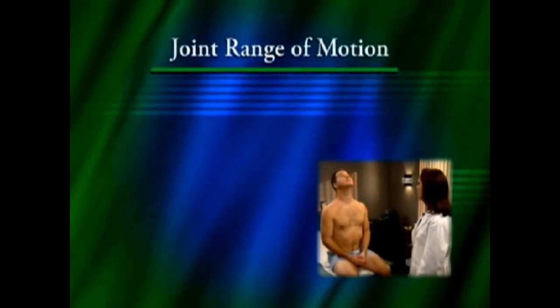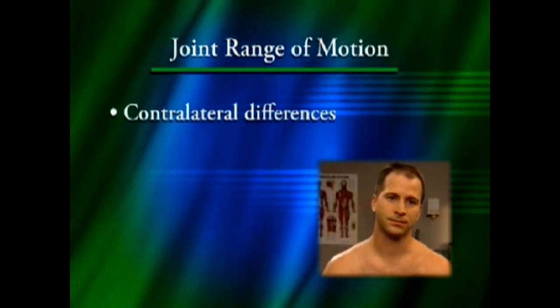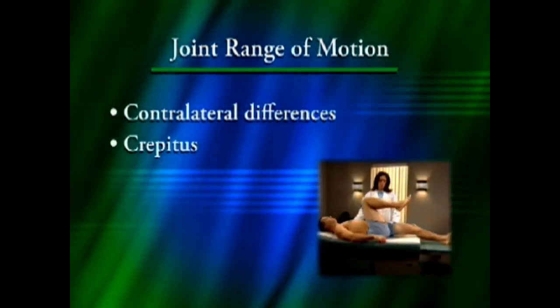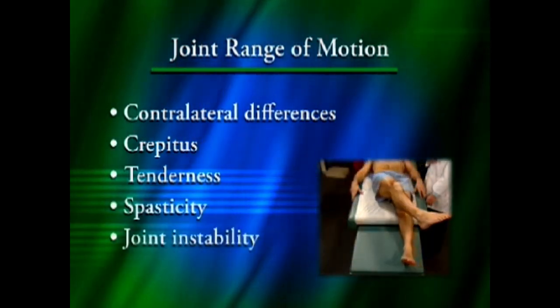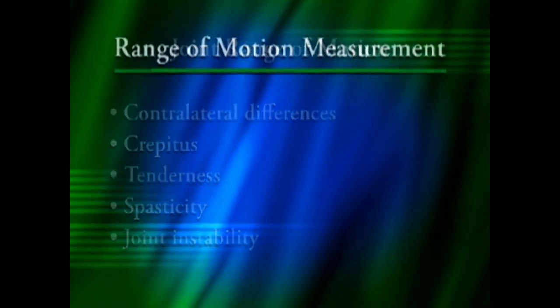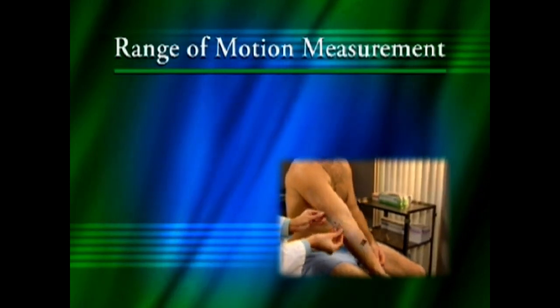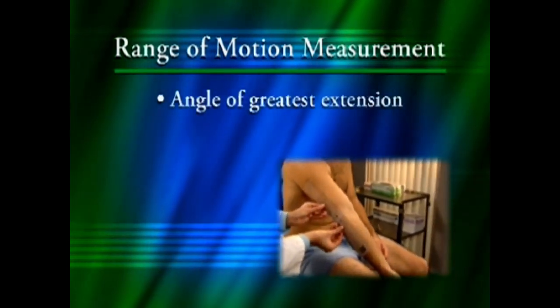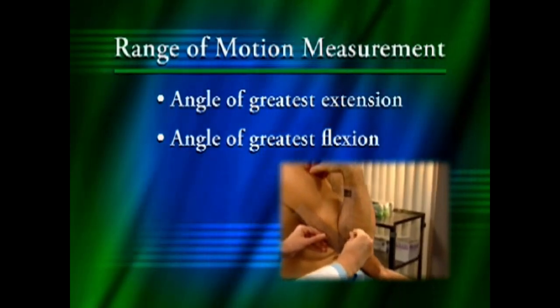Also test joint range of motion, noting contralateral differences, crepitus, tenderness, spasticity, or joint instability. If active range of motion is abnormal, test passive range of motion and use a goniometer to measure the angles of greatest extension and greatest flexion. Then compare the measurements to the expected angles.